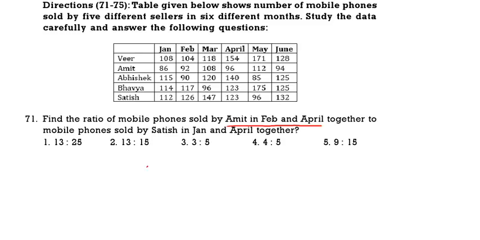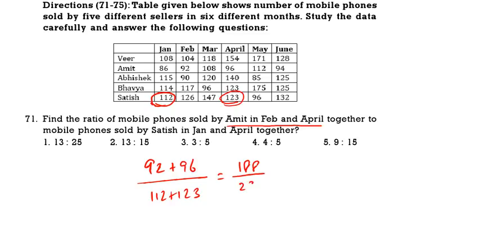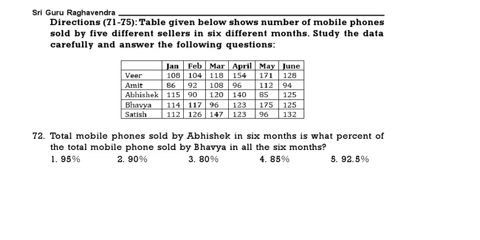Amit in February, that is 92. Then April, that is 96. To that of Satish in January and April. Satish in January 112, then Satish in April, that is 123. So 112 plus 123 is 235. So this is 188 to 235. We can divide by 47: 47 fours are 188, 47 fives are 235. So the ratio is 4 is to 5. Next question.